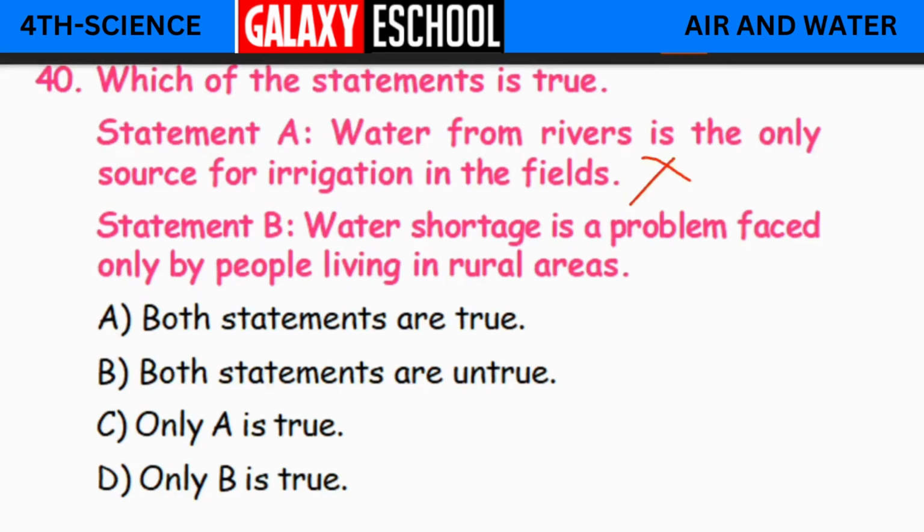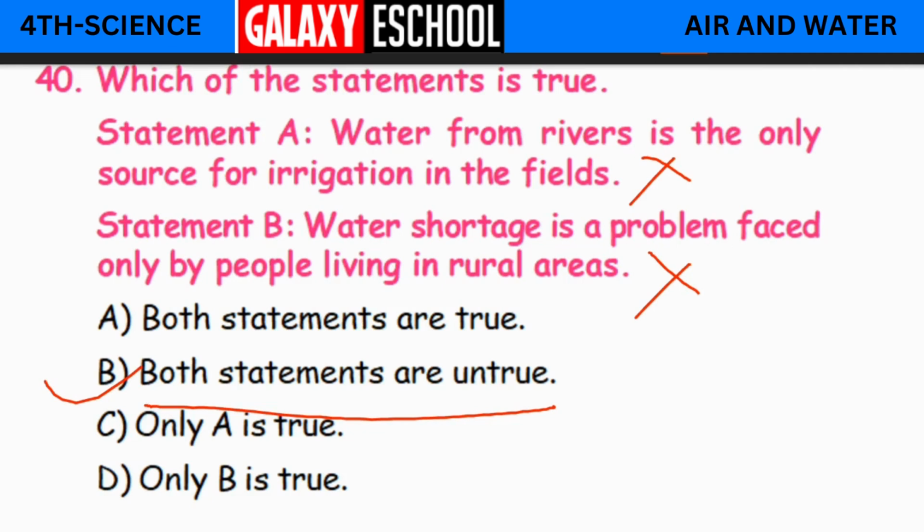Okay. And statement B, water shortage is a problem faced only by people living in rural areas. This is also false. So what will be the answer? Both statements are untrue. B option. That is our answer.